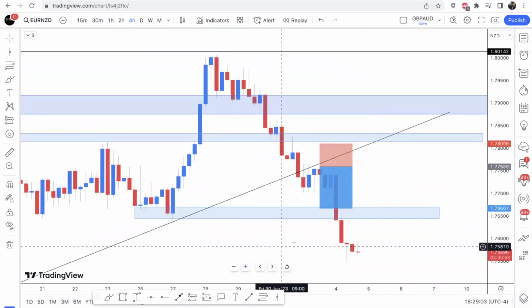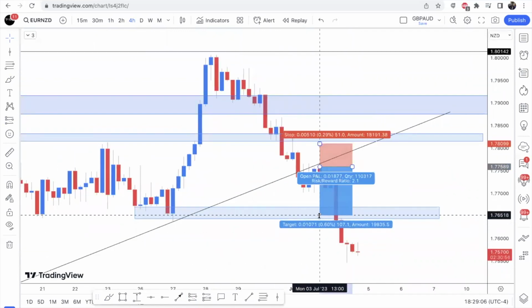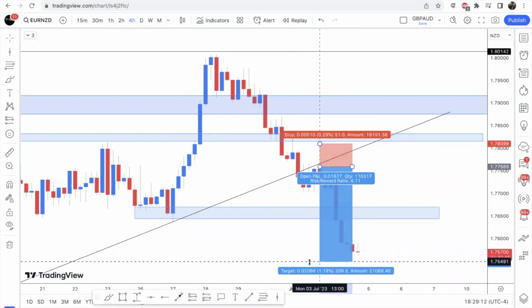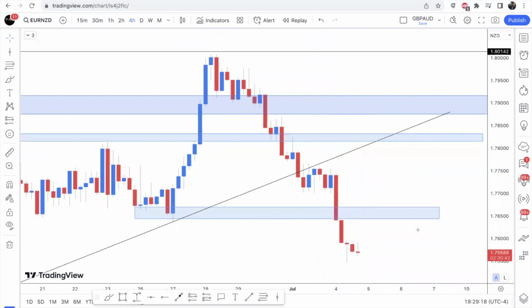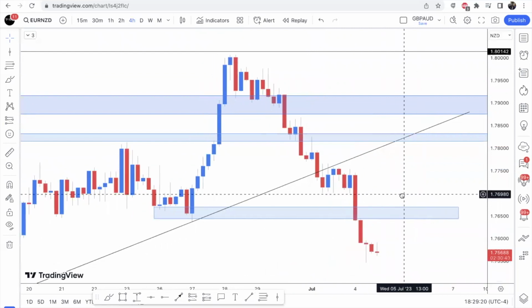You can see it continued at least to this area. That's 1 to 2, right? Risking 50 pips to make 100 plus, but it dropped even further. This dropped over 200 pips from there. 1 to 4 risk to reward. These are the type of setups you want, man. And this just keeps it very, very simple.